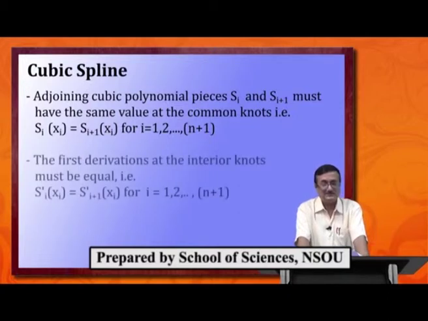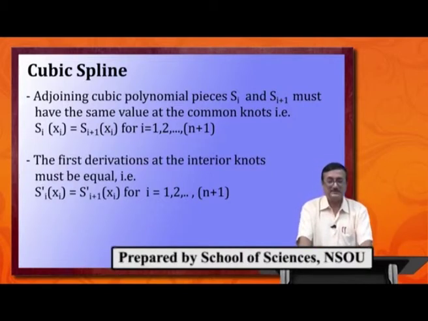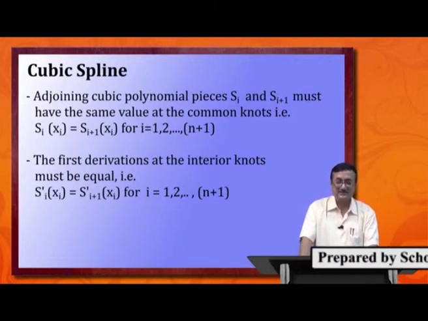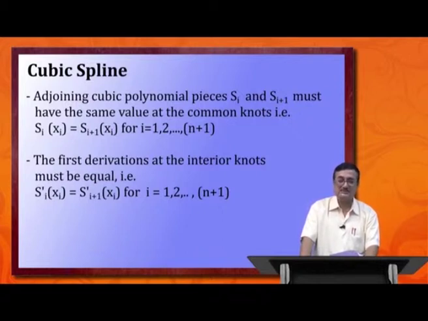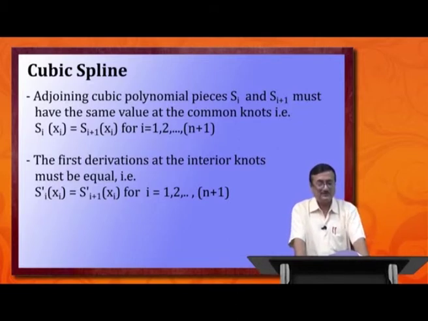The next one is the first derivative. The first derivative at the intermediate knots must be equal, that is Si'(xi) should be equal to Si+1'(xi), i = 1, 2 up to n-1. This is for the smoothness at the knot points. There are another n-1 conditions.